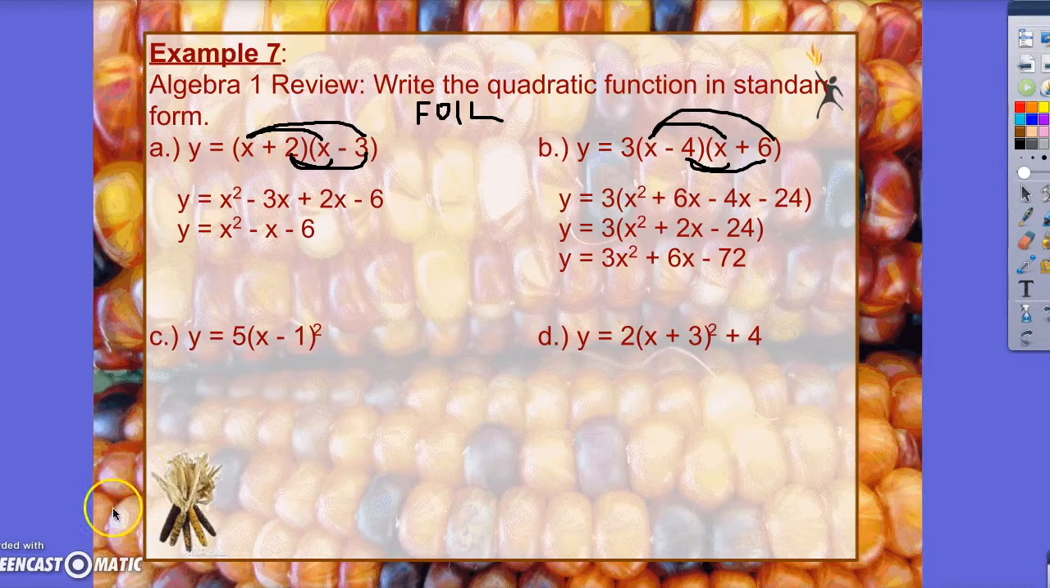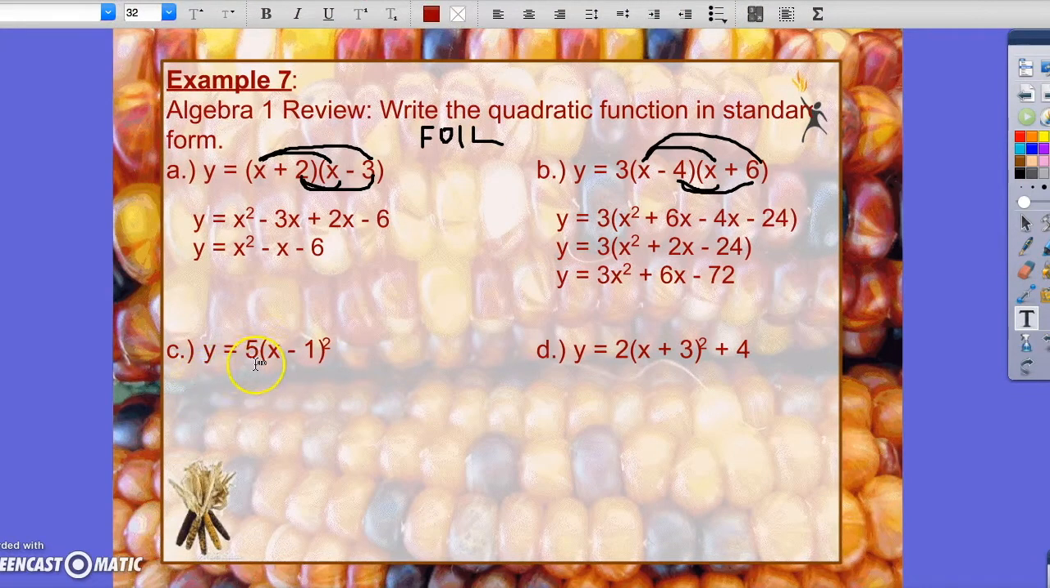If you look at C, it's in vertex form, right? Now vertex form, you have a 5, the A in front, and you have x minus 1 quantity squared. Don't forget quantity squared. We're going to rewrite it first. So keep the 5 of x minus 1, but quantity squared means we write it twice. So I want you to actually rewrite it with x minus 1 times x minus 1. And then we're going to do FOIL.